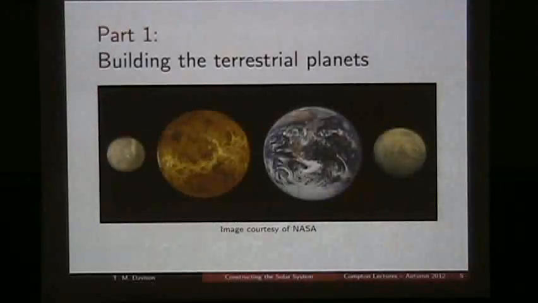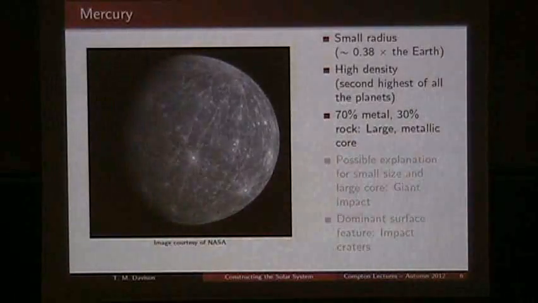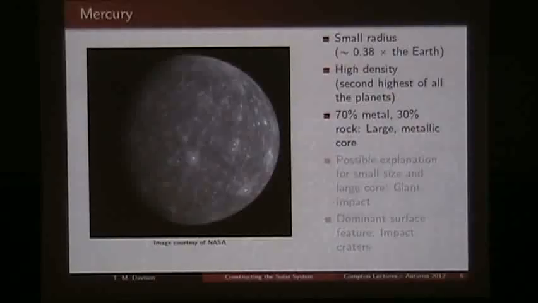So first of all, as I said, we'll talk about how we form the terrestrial planets. For the next few slides, I'll just give you a brief overview of the terrestrial planets and some of their physical properties, and then we'll look at the mechanism for forming those planets. So first of all, closest to the Sun, we have Mercury, the smallest of the planets. It's around 40% the radius of the Earth. It has a very high density, which is the second highest of all the planets after the Earth. But its very strong component is metal.